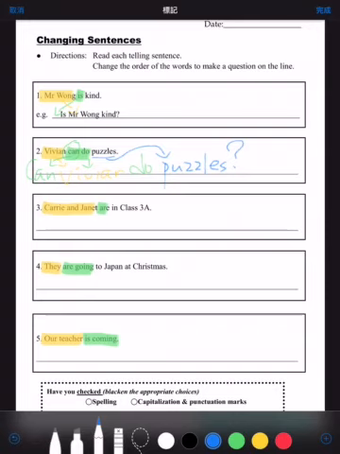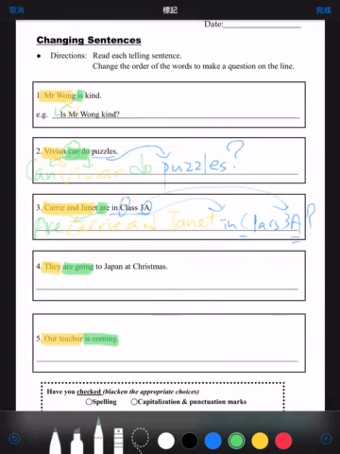Carrie and Janet are in class 3A. So what would the question be? Right, we put the verb first, are, and then the subject, Carrie and Janet, and then copy the rest of the sentence, in class 3A. So you know why I'm capitalizing class and A? Because we make it like the name of the class. So since we put it in a question, remember to put the question mark.